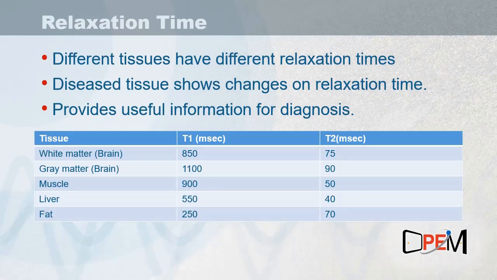This table shows different tissues have different relaxation times T1 and T2. And some diseased tissue also shows changes in the relaxation time. So this information will help us improve the diagnosis of disease.